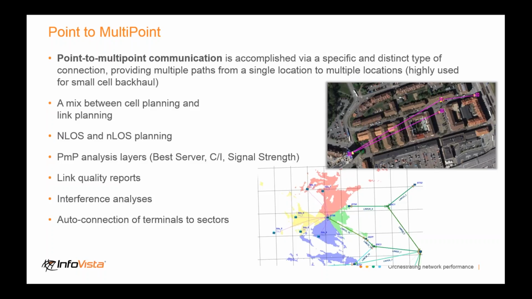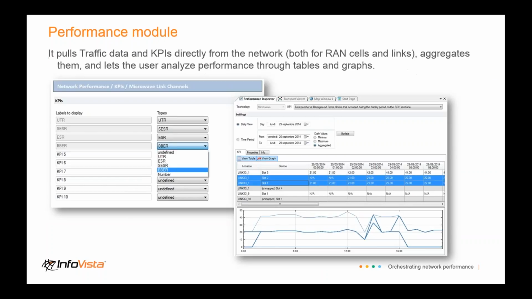Point to multi-point, so there's a full module for point to multi-point. Of course, for non-line of sight, near line of sight planning in today's small cell networks is actually very, very useful. You can reflect off of a building and get your backhaul link from your small cell back to the main cell, to the donor. So all of that is available in Ellipse as well.